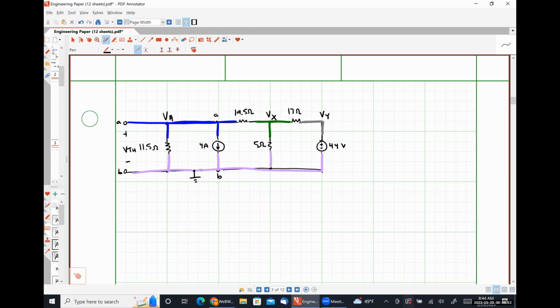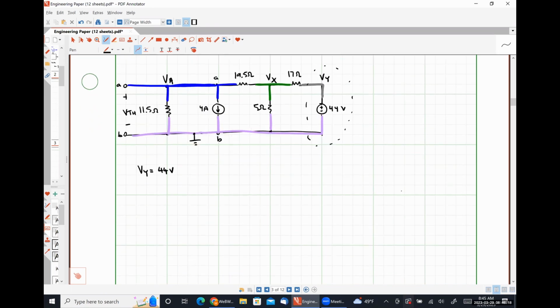So I have a voltage source, so I have a voltage relationship equation. VY is equal to 44 volts, because this supernode here, every time I have a voltage source, I have a supernode. Because it contains ground, I'm not going to write a KCL equation at node Y. So I'm going to have a KCL equation at A and a KCL equation at X. And that's what I'm going to use to solve for this thing.